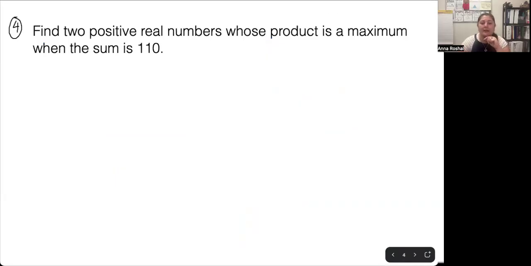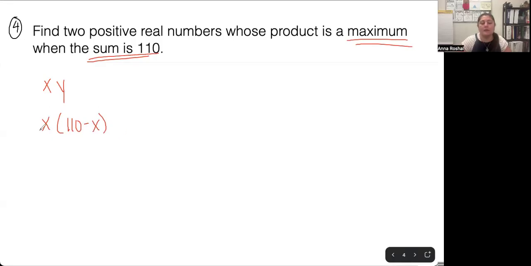Okay, so let's take a look at this next one. The next two are actually word problems. It says find two positive real numbers whose product is a maximum when the sum is 110. So we know we're looking for two numbers. We could have x times y, and we know that for their product, we're looking for the maximum. When we're looking for the maximum, we're looking for that vertex, and realistically, we're looking for the y value, because that's normally where we look for the maximum or the minimum. The other thing we have in here is that their sum is 110. So if one of them is x, the other one is going to be 110 minus x.